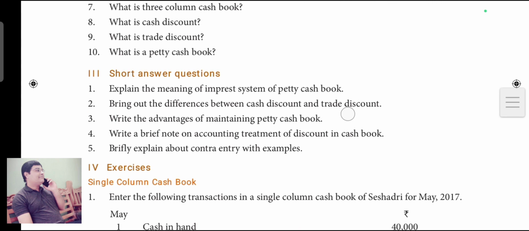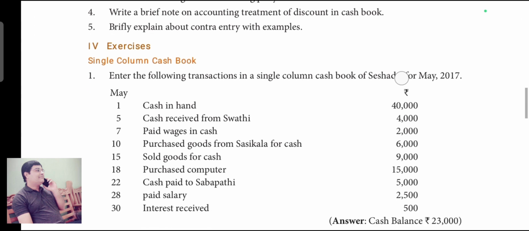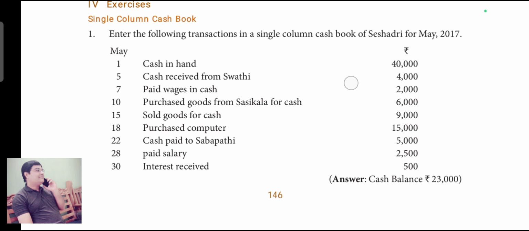In short answer, first and second, and all the formats of single, double, and triple column cash book, as well as petty cash book format, compulsorily read it. Any one format they definitely ask in the exam.